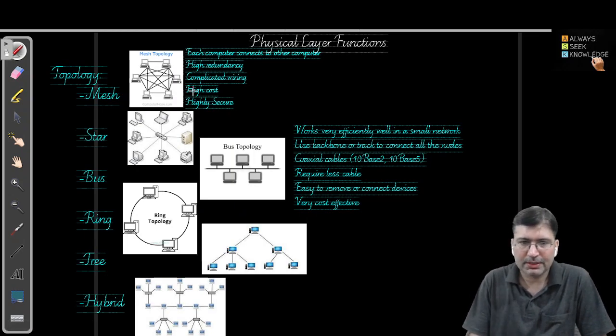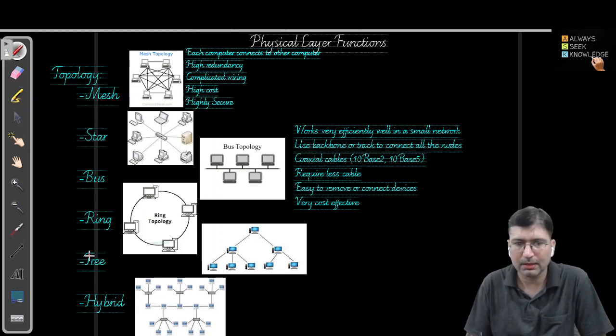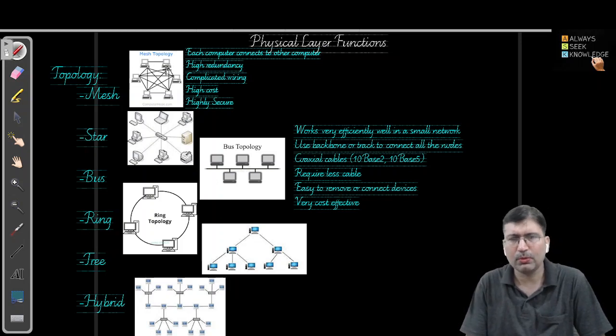Then the physical layer also decides the topology. So there are mesh, star, bus, ring, tree, and hybrid kinds of topologies also. Mesh looks like this. Every node is connected with every other node. It uses point-to-point connection.